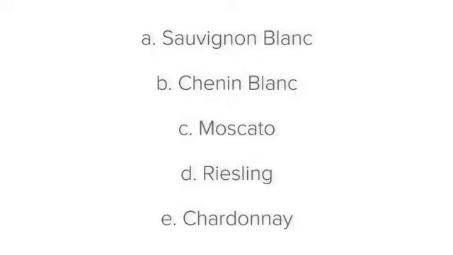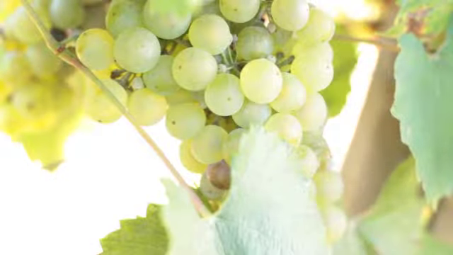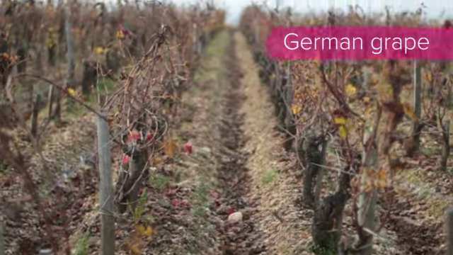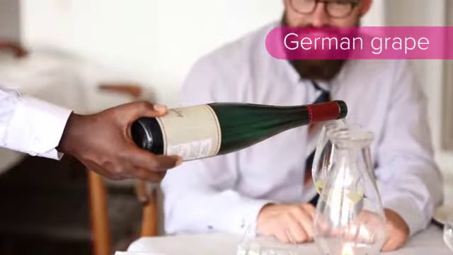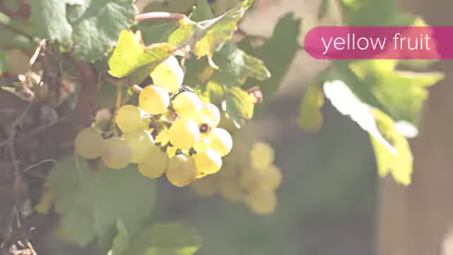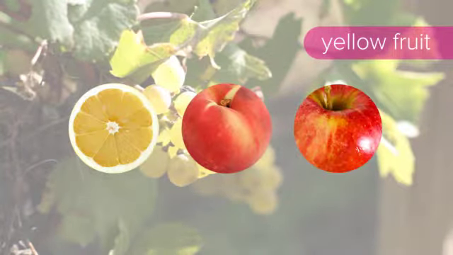Next, let's take a look at Riesling. Some say that Riesling is the greatest white grape in the world. It is a German grape variety, and the best Riesling wines come from there. The wines typically have flavors of yellow fruits, such as lemons, peaches, and apples.